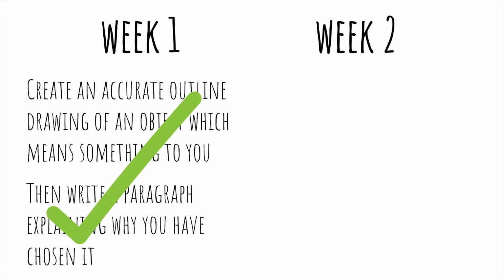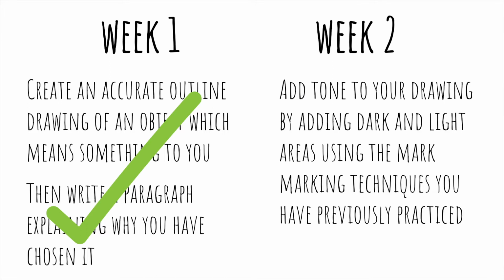So last week you created an accurate outline drawing of an object which meant something to you, and then you wrote a paragraph explaining why you chose it. And then this week you're going to add tone to your drawing by adding dark and light areas using the mark making techniques that you have previously practiced.